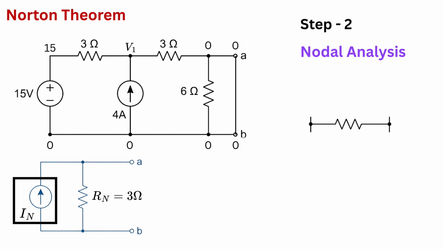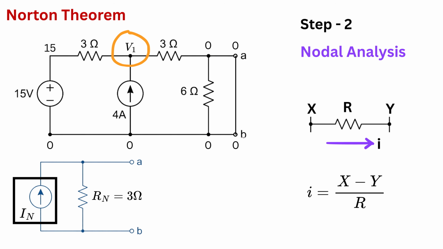Now suppose we have a wire with some resistance R, and the voltage at the left node is X, while the voltage at the right node is Y. According to Ohm's law, current is equal to voltage difference divided by resistance. So the current flowing from left to right is given by (X minus Y) divided by R.